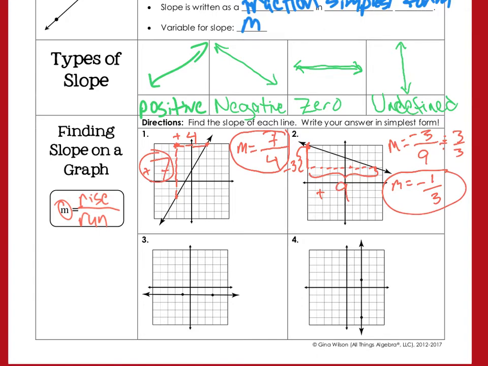As for number 3, well, if I look at this, it's already easy to see. I hope you're saying, hey, that's a straight horizontal line. I can look back up to here and say, hey, that's a 0 slope.